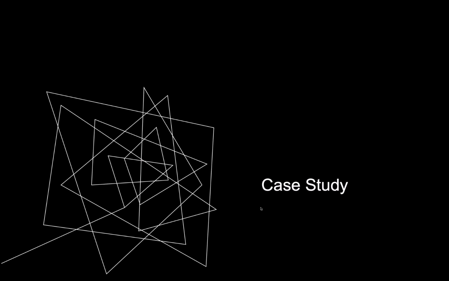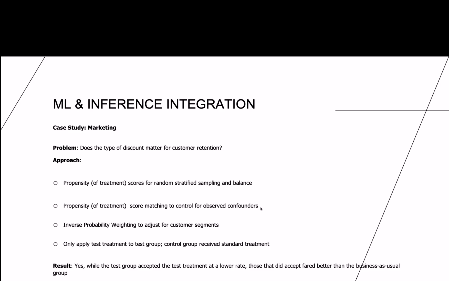Let's apply these ideas to a marketing case study. We tested whether the type of discount offered affects customer retention. Customers were assigned to test or control arms using stratified randomization, but they had to call in to receive the offer, and not all of them did, which introduced bias. We detected this imbalance using post-treatment propensity scores and Cohen's d, then corrected it using inverse probability weighting. The adjusted results gave us a clearer picture of the treatment effect.